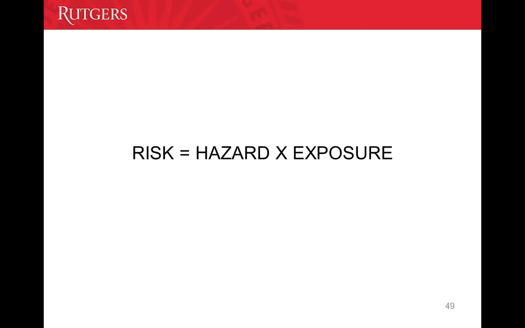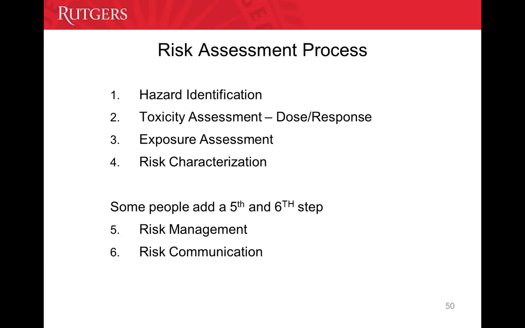Okay, so let's talk about this. This is something that we should know. Risk is equal to hazard times exposure. Important concept. This is a real basic tenet of environmental health. And the risk assessment process has 4 basic steps: hazard identification, the toxicity assessment, which is that dose response that we talked about before the break, the exposure assessment, and the risk characterization. Now, you and I are in public health, so we also worry about the risk management and the risk communication.